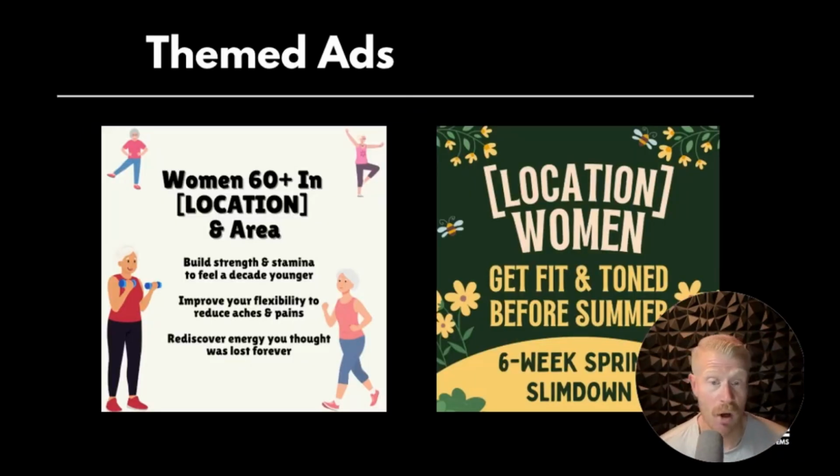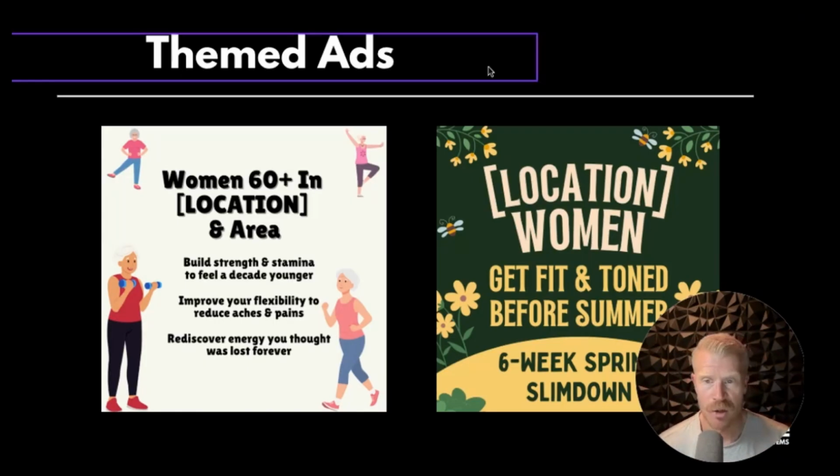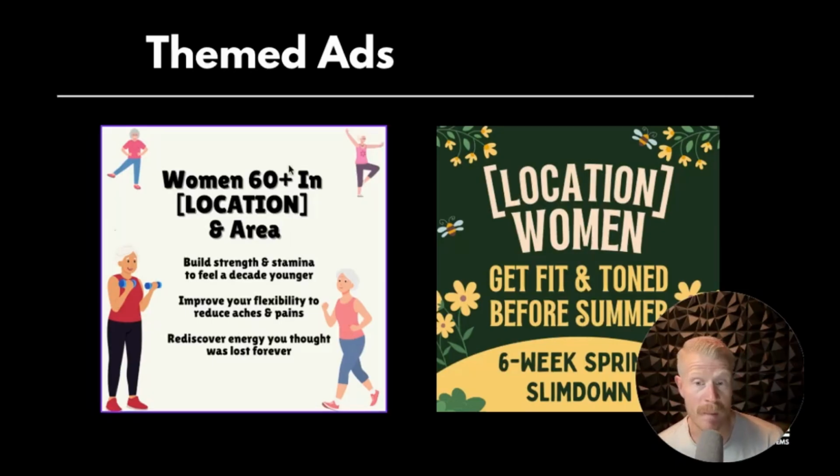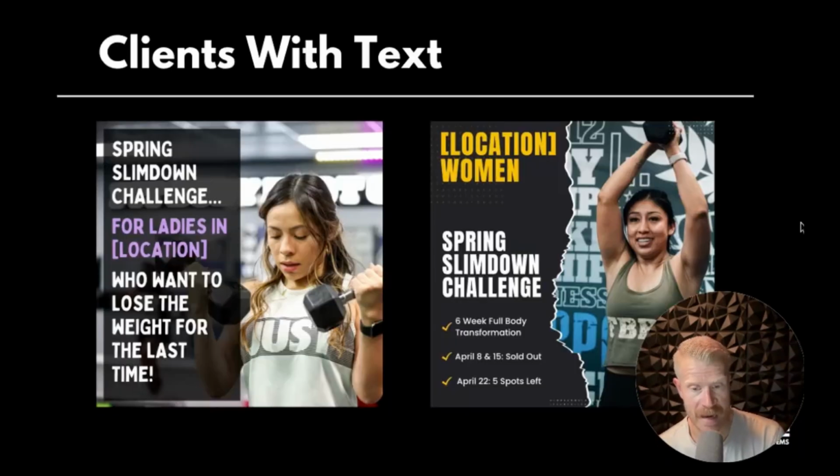Now, the next are what I call themed ads. These are similar to call out ads, similar structure, but you're going to have more colors, more graphics. The call out ads are very simple. These ones you can get a little bit more creative with. You can match the colors with maybe the theme of what you're calling your program for the month. You can see this was an ad we ran for women 60 plus, and we have images of older women, also using language that speaks to older women. So that is how you want to create a themed ad when you create these every single month.